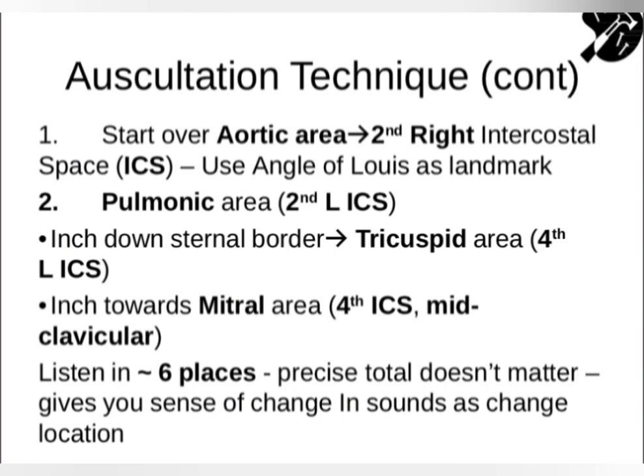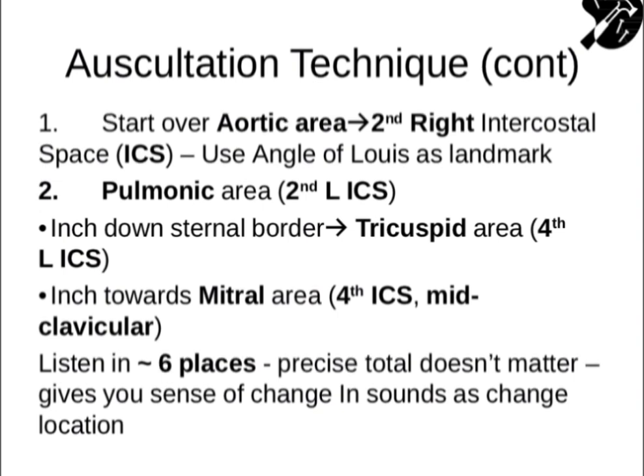Start over the aortic area, the second right intercostal space, using the angle of Louis as a landmark, then move to the pulmonic area, the second left intercostal space, inching down to the tricuspid area at the fourth left intercostal space, and then toward the mitral area at the fifth intercostal space, mid-clavicular line. Precise location doesn't matter; it gives you a sense of change in sound as you change location. Inch along if you hear a murmur and follow it to the area where it is heard the loudest.